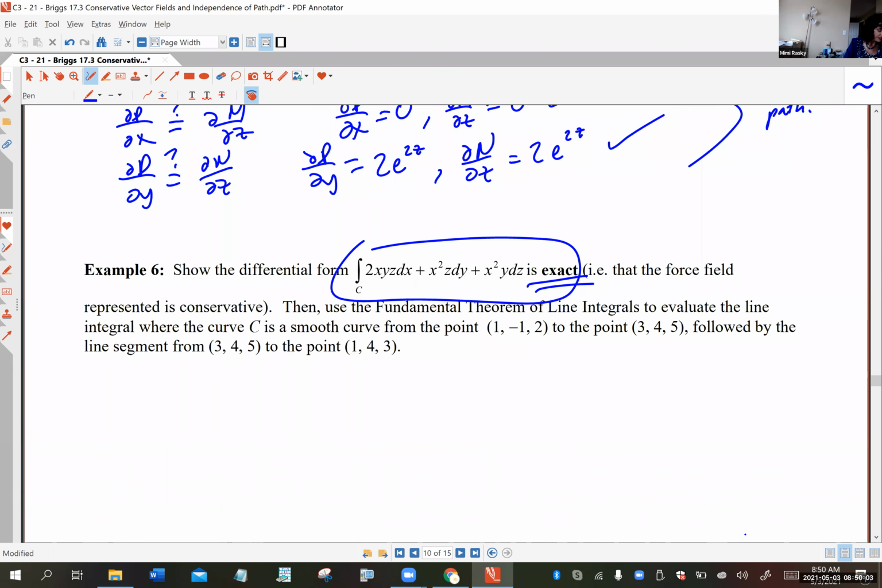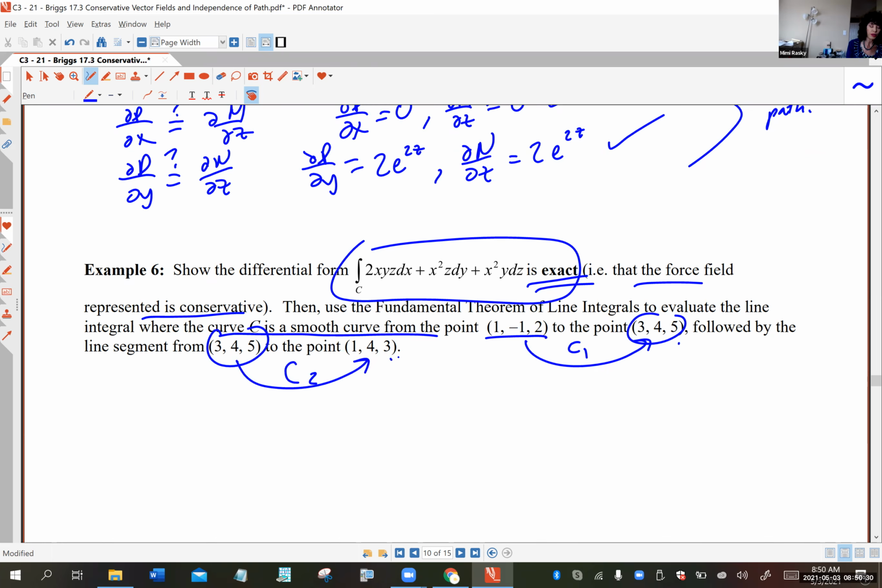Okay, so example 6, we're going to show this differential form is exact, and that's equivalent to showing the vector field's conservative. And then we'll use the fundamental theorem of line integrals. And so what are we going to do? We're going to evaluate when the curve goes from this point to then this point. So this is like C1, the first part of the journey, and then we're starting where we left off, and then we end up here, C2.